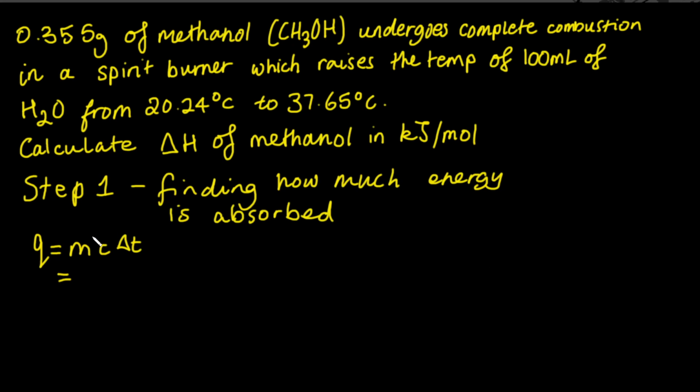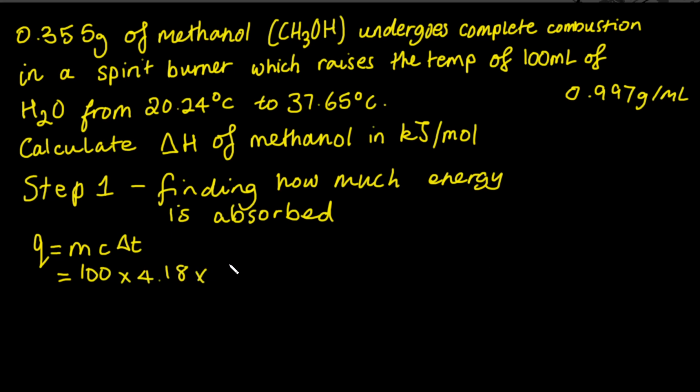So the mass of the water is going to be 100 grams. Now, the density of water is about 0.997 grams per mil, so it's very close to 1 gram per milliliter. In the exam, I'd probably recommend using this conversion factor, especially if you're going to a high number of significant figures. But for the sake of this example, I'm just going to say that 100 mils is equal to 100 grams. So it'll be 100 times 4.18, which is the specific heat capacity of water.